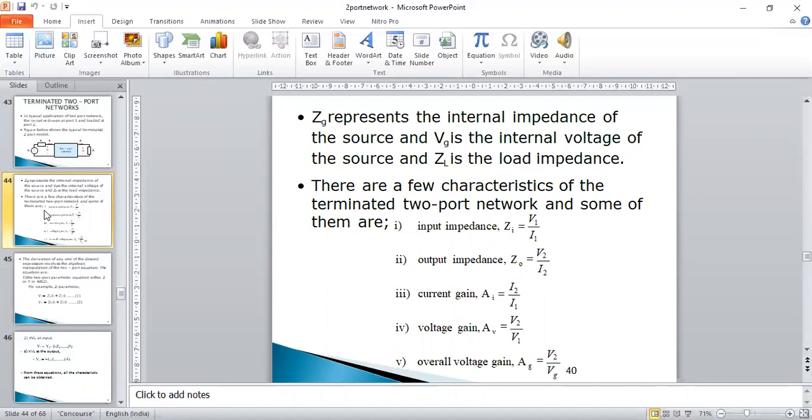It gives the ratio of the output voltage to the input voltage. And if you find the gain of the system, then it gives the relationship of output current to the input current, and the overall gain, the voltage gain. The voltage gain is represented by V2 by V1. The overall voltage gain is denoted by AG, and it is the ratio of output voltage to the source voltage.